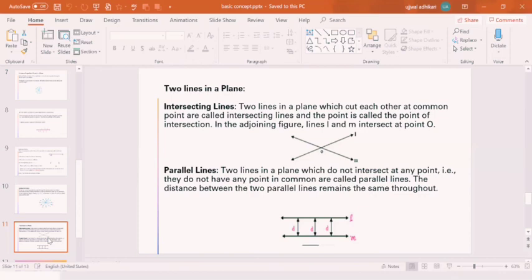Okay? If two lines cross each other, that is intersecting lines. And if two lines never intersect each other and the distance between them is always constant, that is parallel lines. In this given figure, the distance between these two lines is always constant, d. That's why they are parallel lines. Properties of parallel lines will be discussed in the next videos.